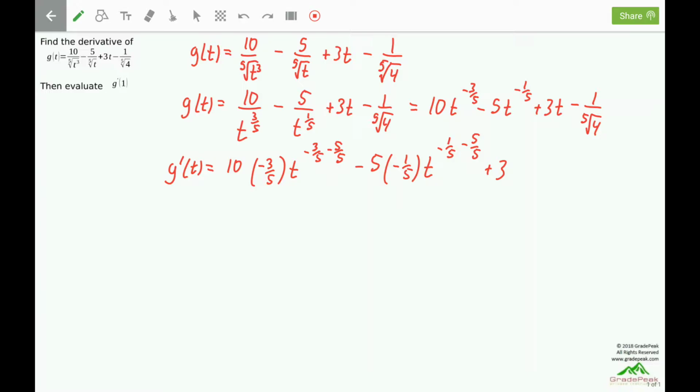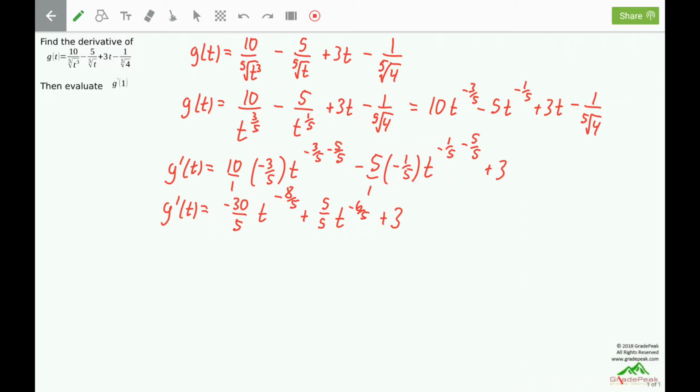Let's simplify our derivative terms here. So g prime of t equals, that 10 we can think of as 10 over 1, and we can multiply the numerators, negative 30 over the denominators, 5. T raised to the negative 3 minus 5, negative 8/5. The second term, I can think of that negative 5 as negative 5 over 1. Multiply the numerators, negative 5 times a negative 1 is a positive 5 over, multiply the denominators, 1 times 5 is a 5. And t raised to the minus 1 minus 5, negative 6 over 5, and then plus 3.